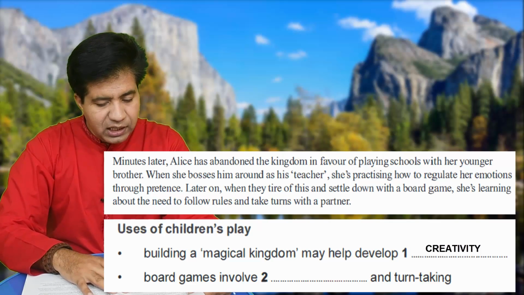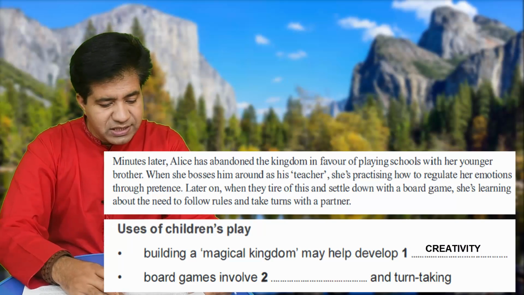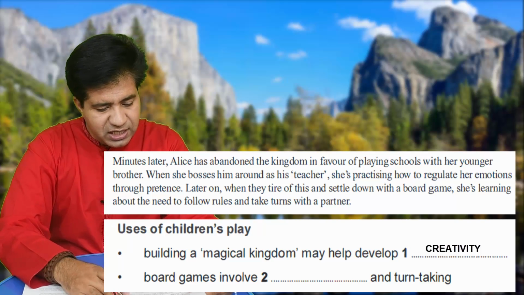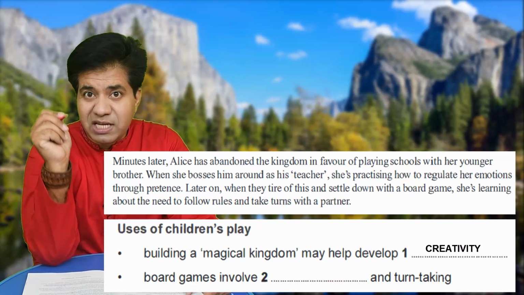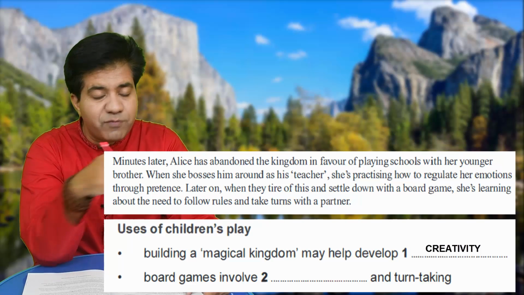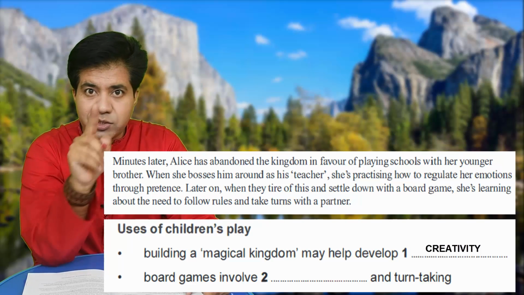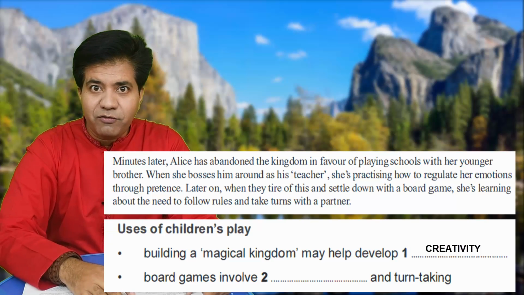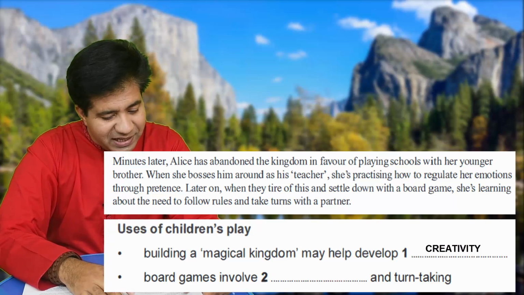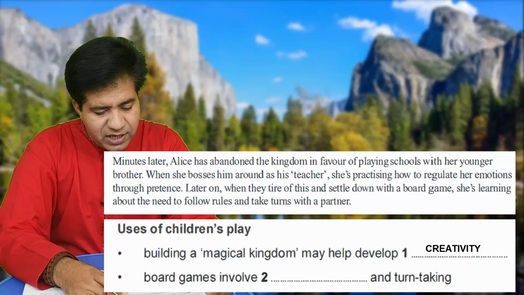Yes. I am on the second paragraph. You can see that as well. It's written here. Minutes later, Alice has abandoned the kingdom in favor of playing schools with the younger brother. If I mispronounce any word, excuse me in advance, because I've got to be very quick. So don't just pinpoint any of my mistakes. When she bosses him around as his teacher, she's practicing how to regulate her emotions through pretense. Later on, when they tire of this and settle down with a board game.